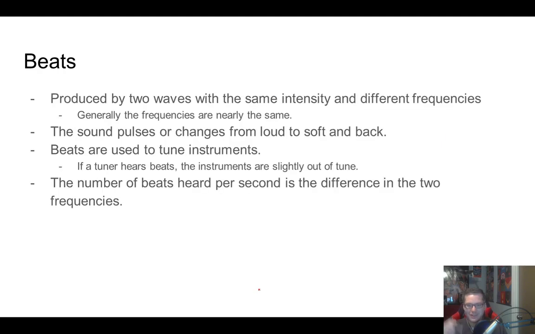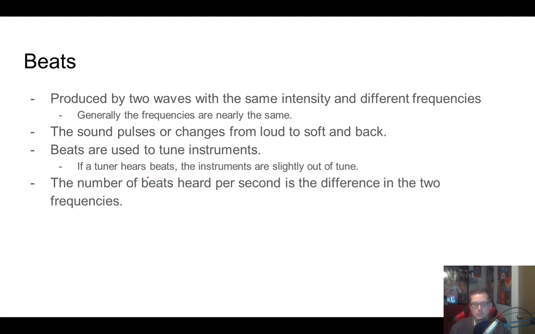So anyway, here are some notes about it. They're produced by two waves that have the same intensity and slightly different frequencies. This is most pronounced when the frequencies are nearly the same. Obviously, when you play chords, you don't really get this effect because the frequencies aren't as close together. The sound pulses from soft to loud and back and forth, and we use this to tune instruments.